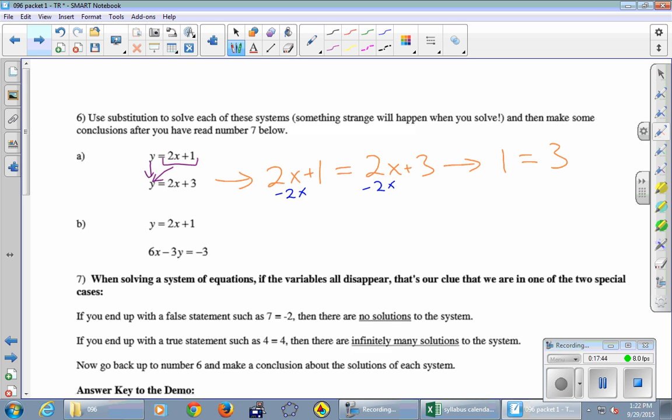And so that's written right here. If you end up with a false statement such as 7 equals negative 2, then there are no solutions to the system. That's our conclusion up here. No solutions is the answer to this system.